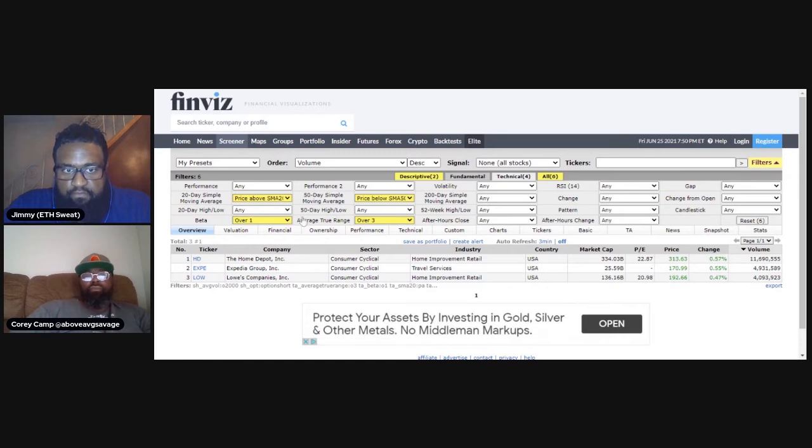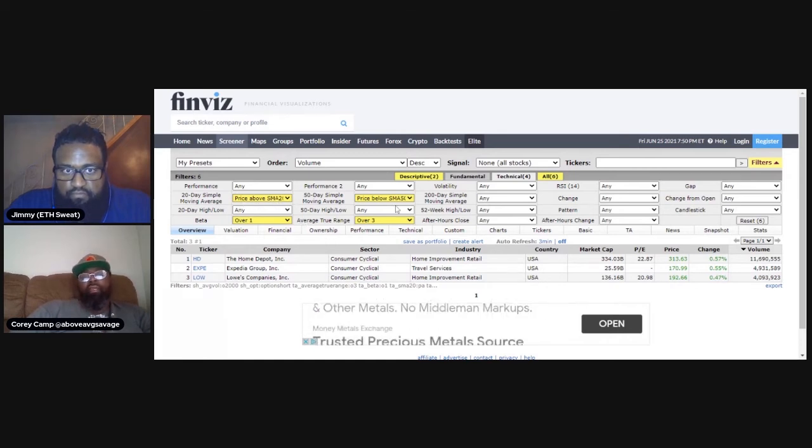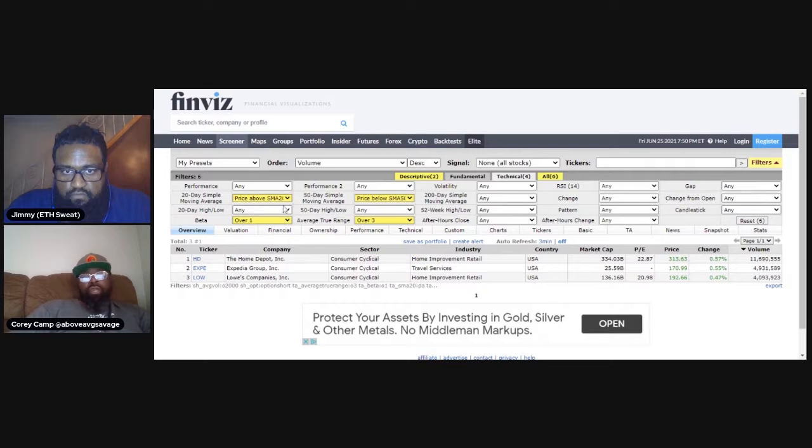Okay. So the price action above the 20-day moving average, price action below the 50-day moving average, which means it got beat down, but it's on its way back up. Beta over 1 means it moves more than the market generally moves. And average true range over 3 means it moves up or down $3 a day. So I want stuff that moves and has volume and is on its way up.